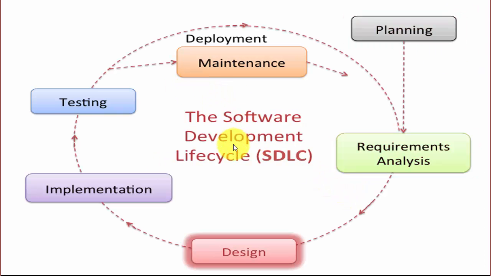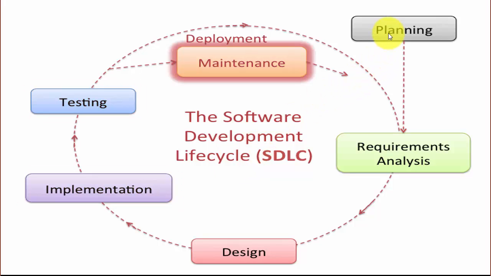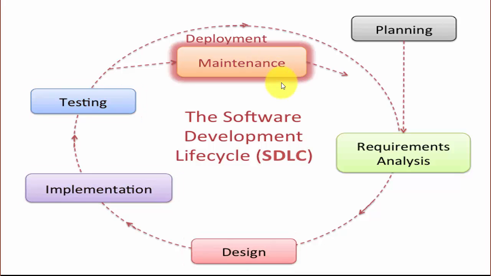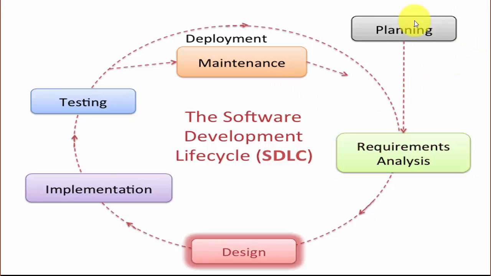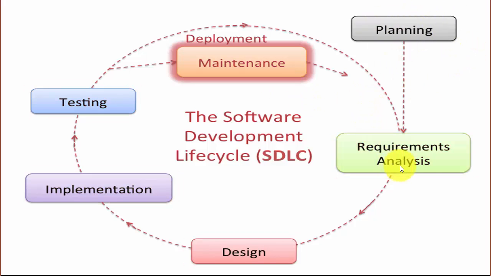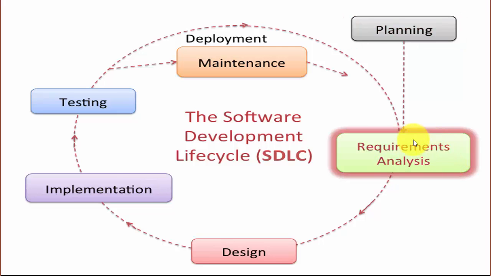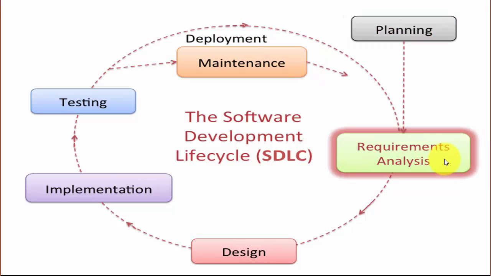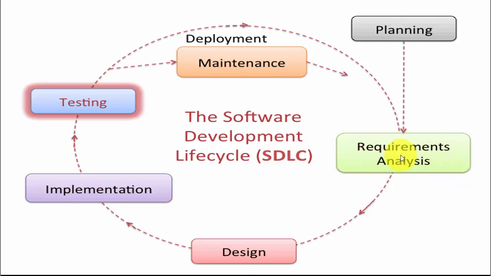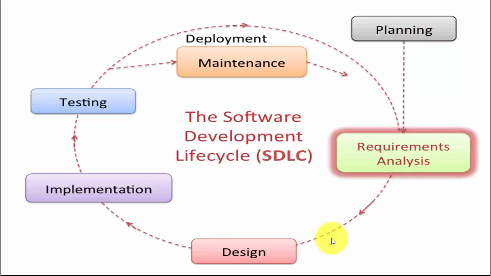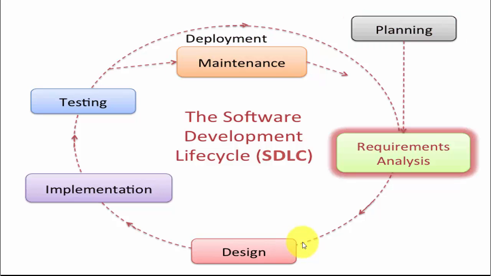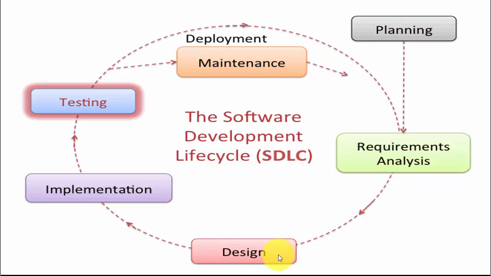Here you see the software development lifecycle, and these are the phases that should be included in all kinds of software development. So we always start with some planning, and then we start with some requirements analysis or requirements engineering, where you figure out what the system or the software should do. Then we have the design phase, where we figure out how we should do it.